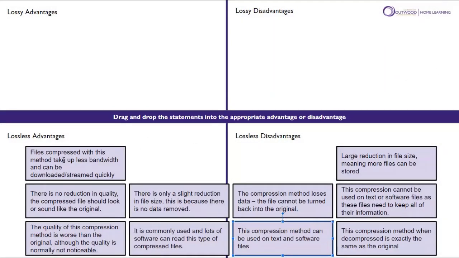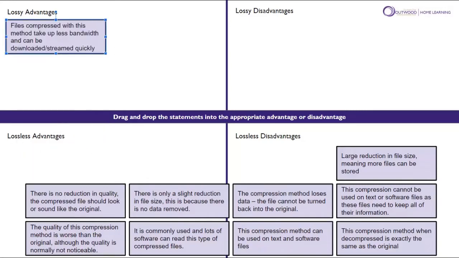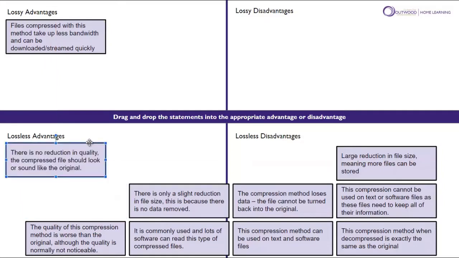Files compressed with this method take up less bandwidth and can be downloaded or streamed quickly. Well, lossy gives a higher rate of compression, therefore the file size is going to be smaller and it will take less time to download them. So that would be an advantage of lossy. There's no reduction in the quality. The compressed file should look or sound like the original. So that is lossless because no data is actually removed from the file.